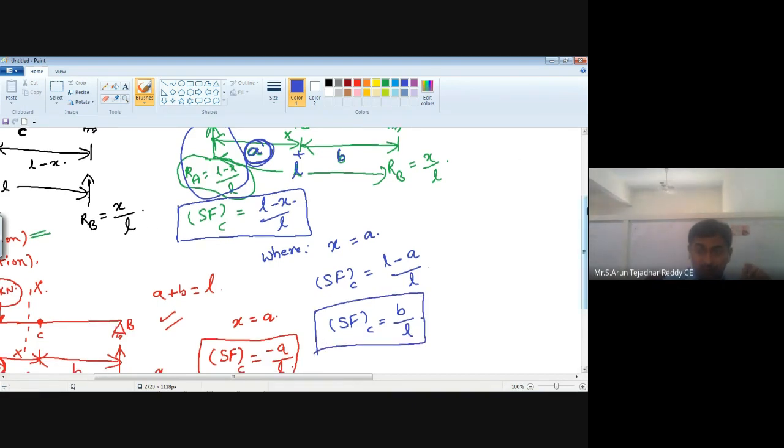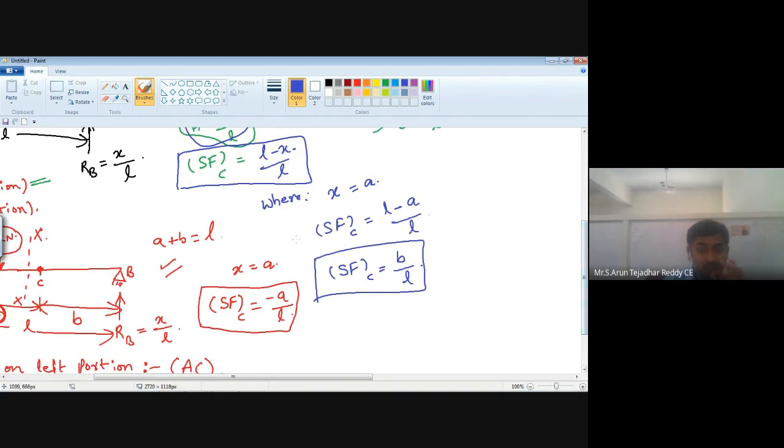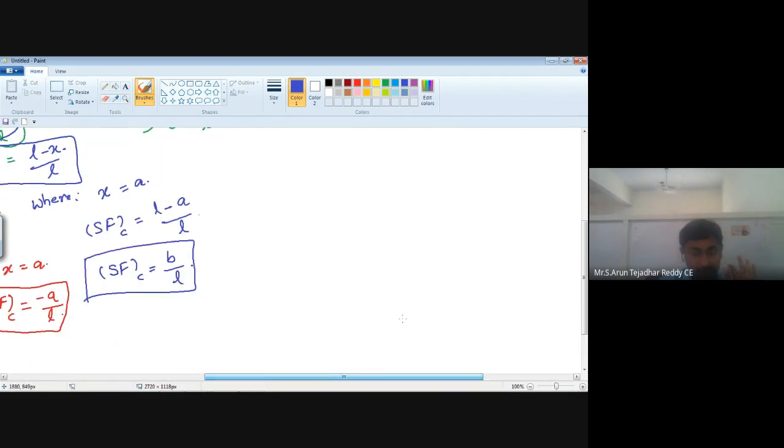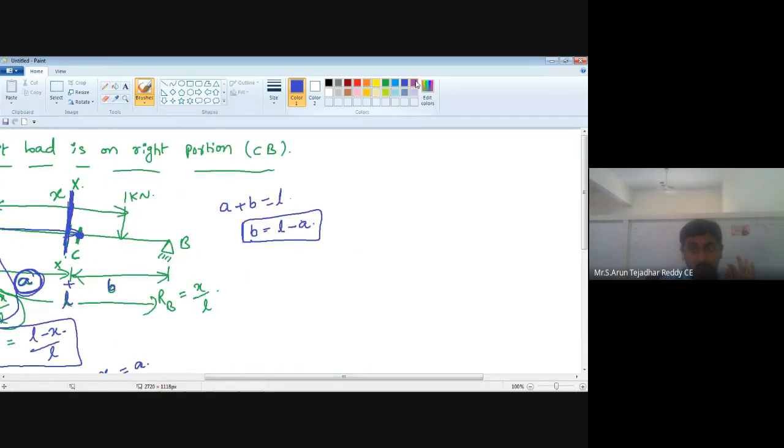Now we got two values for shear force at C. One is minus a by L, the other one is b by L. Both are the shear force at C only. Now, what about the shear force diagram?